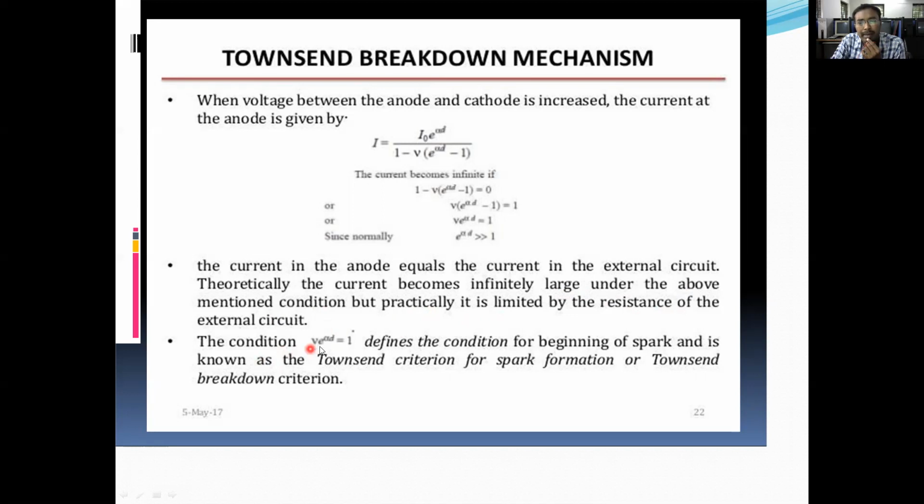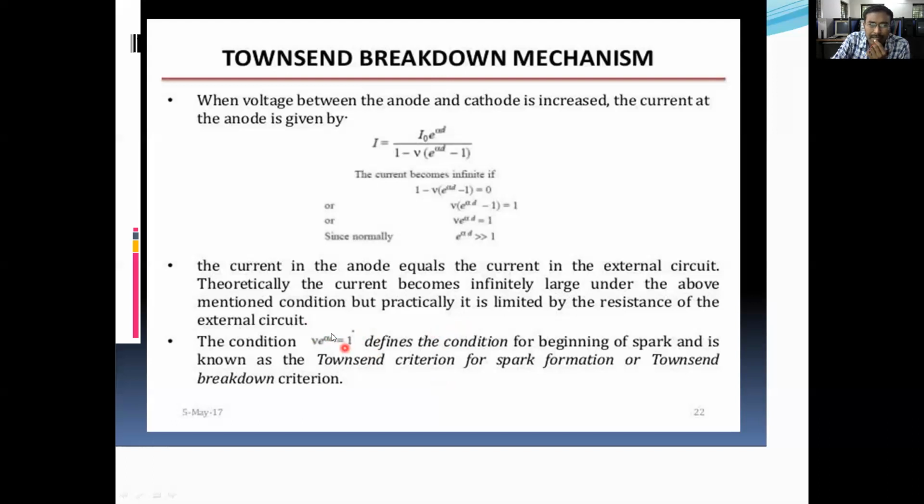The condition γ e^(αd) = 1 defines the condition for the beginning of a spark and is known as Townsend's criterion for breakdown. So γ e^(αd) = 1. With that condition, we can say that the spark is appearing in the gas. Based on this condition, we can judge the property of the dielectric material when the spark is occurring in it.